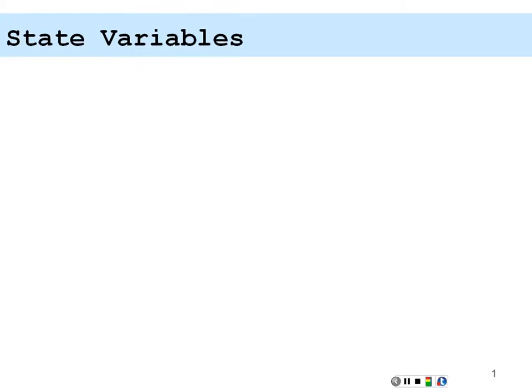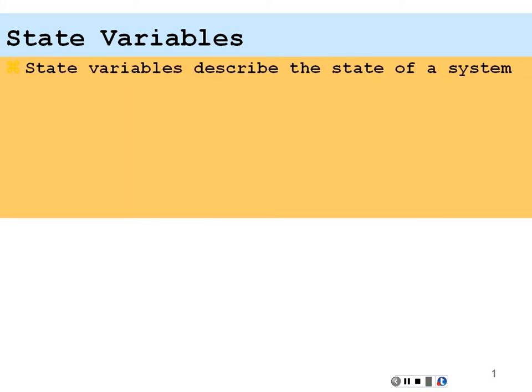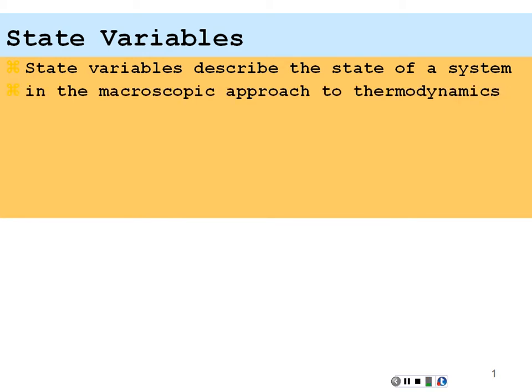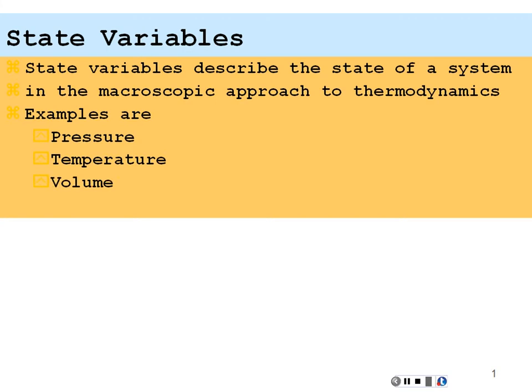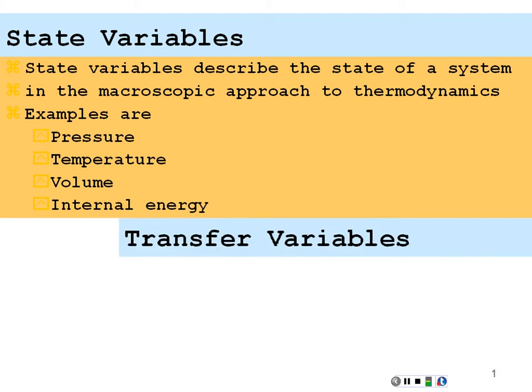This is the second video of Chapter 20 dealing with transfer variables and the first law of thermodynamics. We can describe a system in terms of state variables. State variables are a macroscopic approach to thermodynamics, and they include things such as pressure, temperature, volume, the three variables that are involved in the ideal gas law, and we can also include internal energy. These state variables describe the state of the system in a macroscopic way.